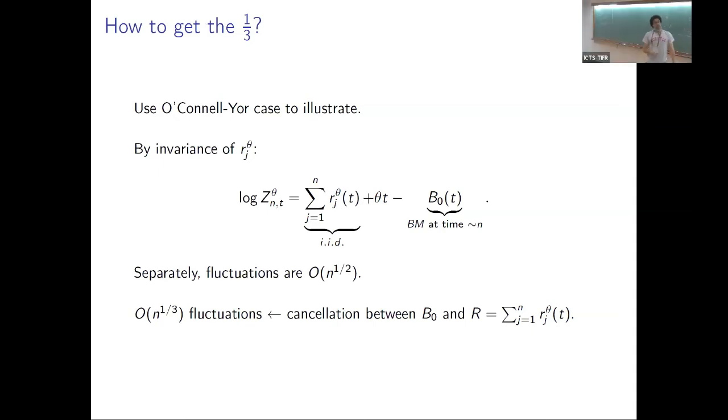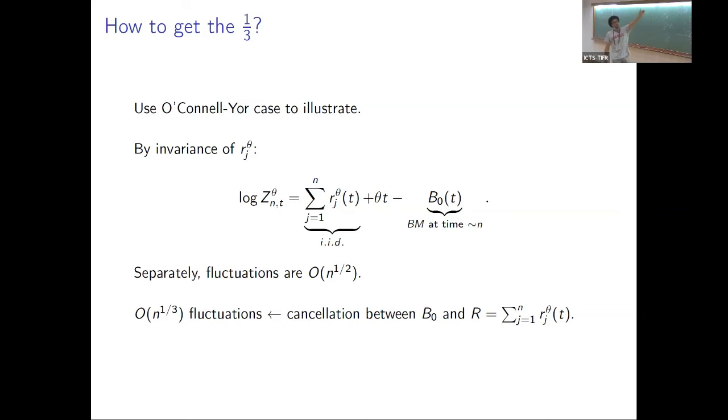Okay, so let's see how you get the 1/3. I'm going to use the O'Connell-Yor case to illustrate, but I'm going to give you a slightly different proof from what Seppäläinen and Valkó gave, because I want to avoid geometric arguments. I want to give arguments that use only convexity, or as much as possible, only use convexity.